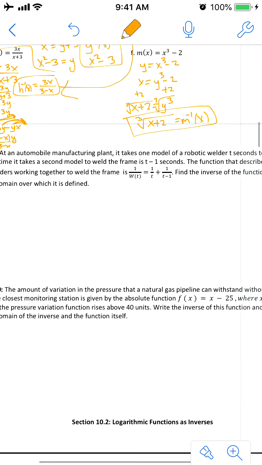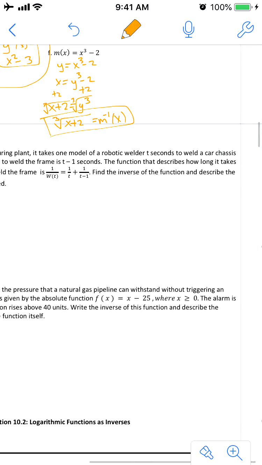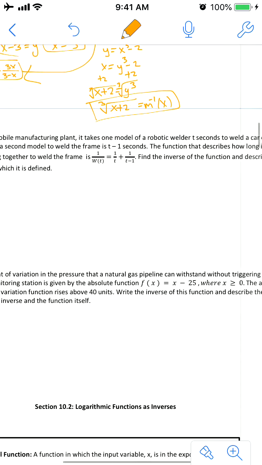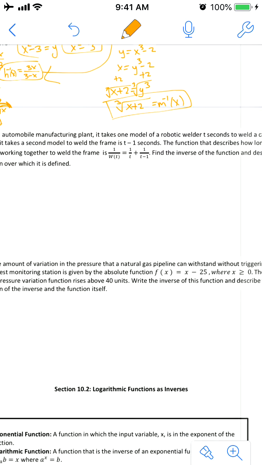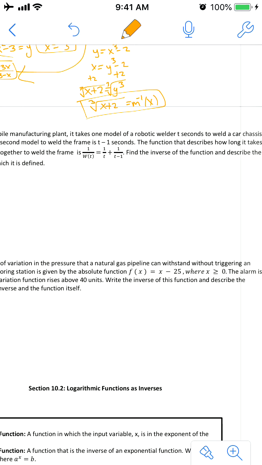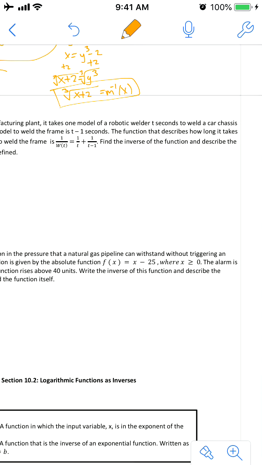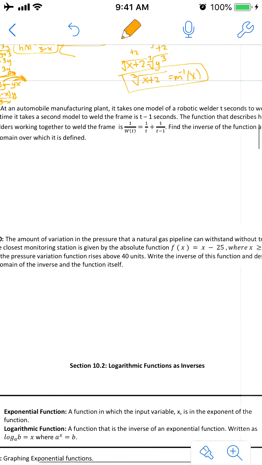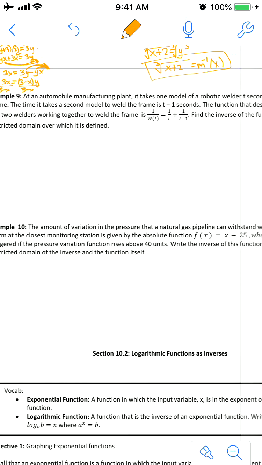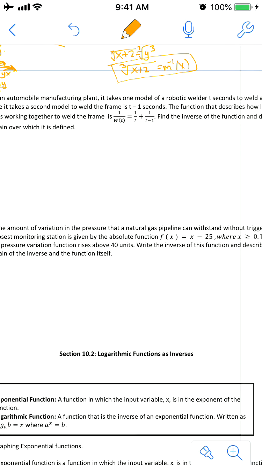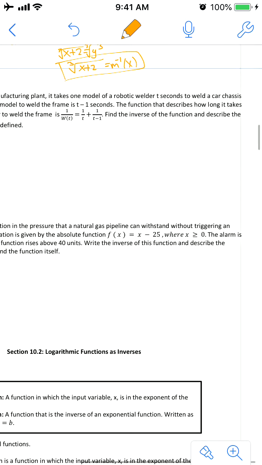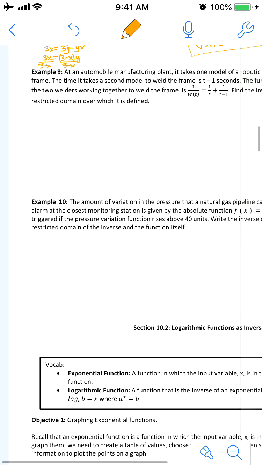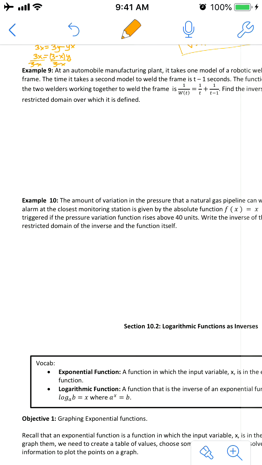An automobile manufacturing plant takes one model of robotic welder t seconds to weld a car chassis frame. The time it takes the second model to weld the frame is t minus 1 seconds. The function that describes how long it takes the 2 welders to work together to weld the frame is 1 over W of t equals 1 over t plus 1 over t minus 1. Find the inverse of the function and describe the restricted domain over which it is defined.